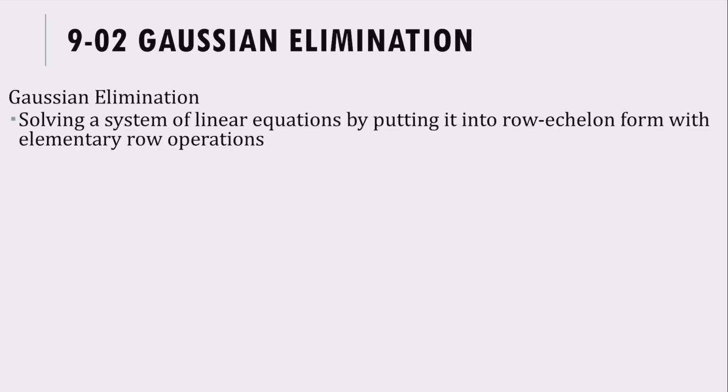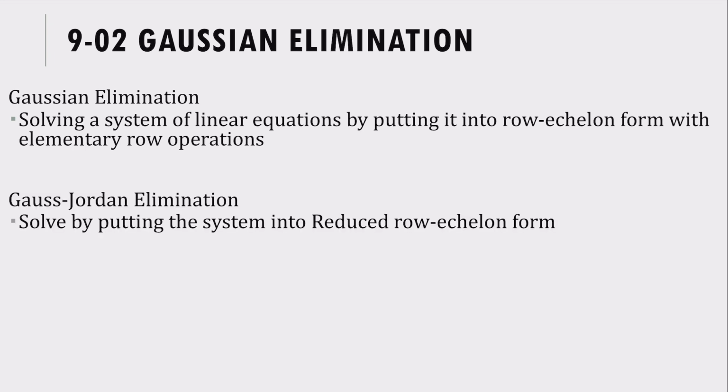What you've already done in the previous lesson was actually Gaussian elimination, which is solving a system of linear equations by putting it into row echelon form using the elementary row operations. Well, that was expanded by Jordan, so we have Gauss-Jordan elimination, which is putting the system into reduced row echelon form.